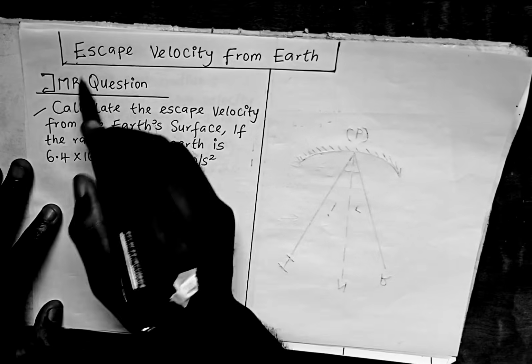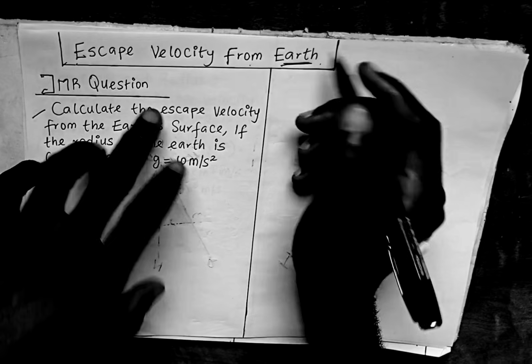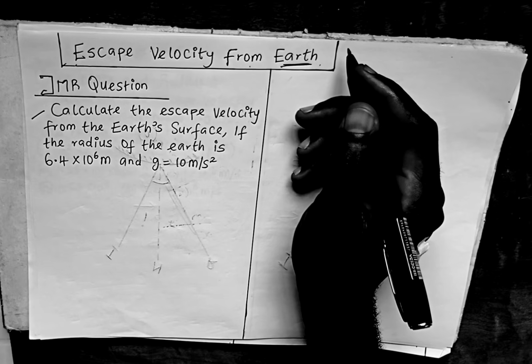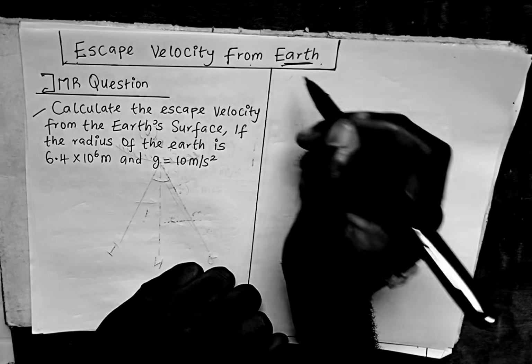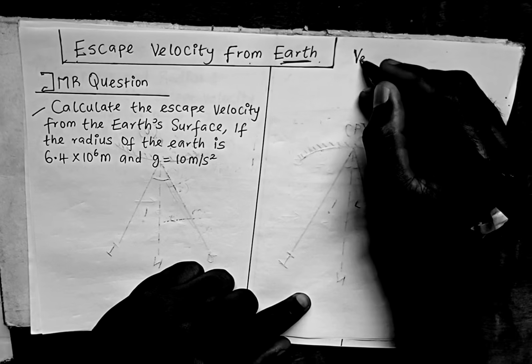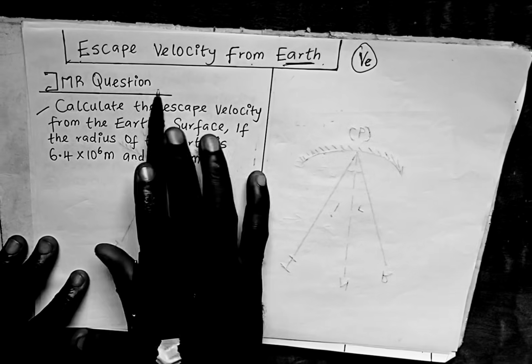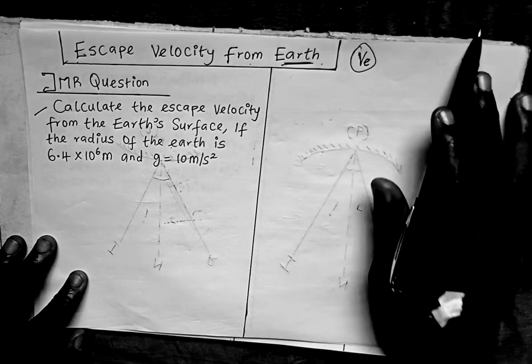So our topic for today is calculation under escape velocity from Earth. Escape velocity from Earth is of two types: you have escape velocity from Earth and you have escape velocity using radius. The symbol for escape velocity is V, then small e under. This is the symbol for escape velocity. So we have a JAMB must-repeat question in front of us here. Let's read and learn how to solve.